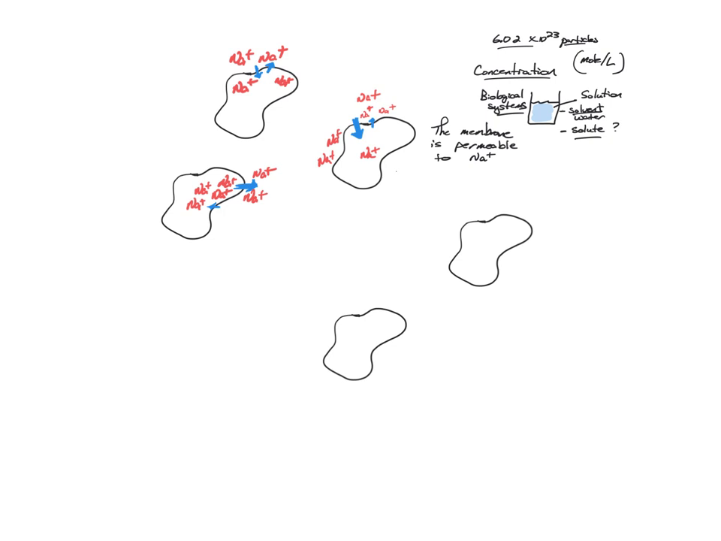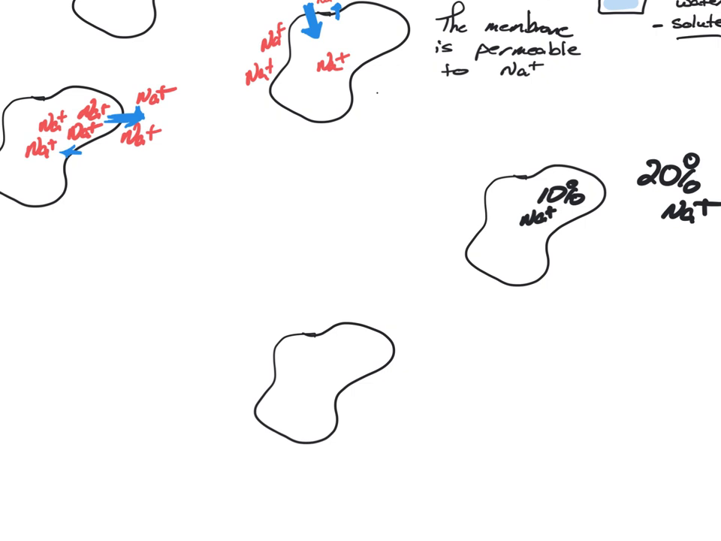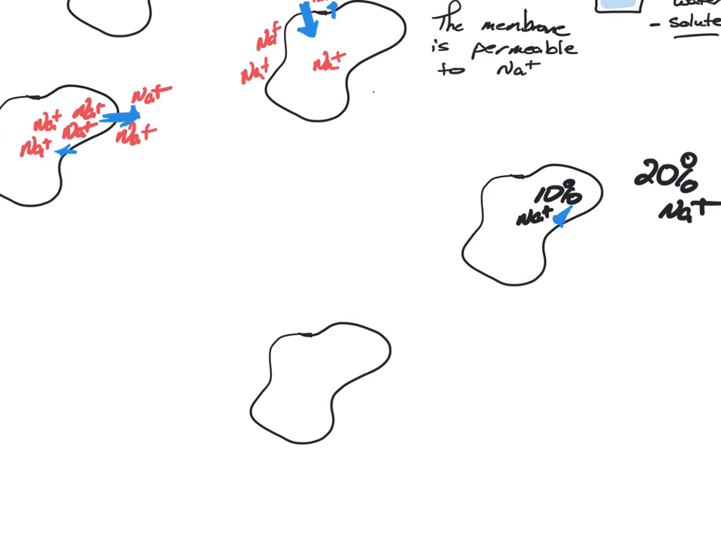Now, that's great when you can count and it's easy to see. But sometimes they'll do percentages. Sometimes they'll say, hey, it's 10% sodium ion inside, and it's 20% sodium ion outside. What's the direction of the movement? It's going towards the inside. Why? Because there's a bigger percent on the outside, so it's going in. Some is moving out, but much smaller than what's going in.